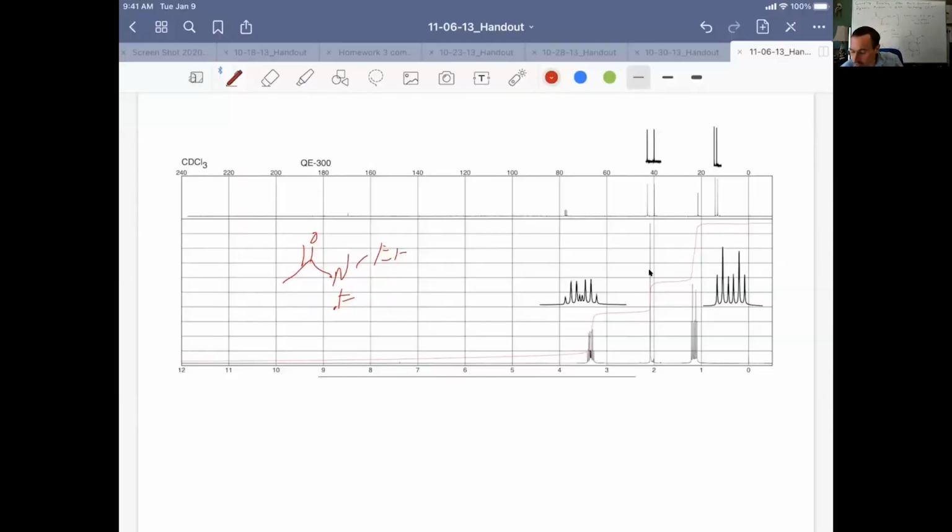All right, here's our spectrum of diethylacetamide. And you'll notice that we see two triplets over here for the two ethyl groups. And we see two quartets here. You can see they overlap a little bit. So we go 1, 3, 3, 1. And then for the other, we cross over and we see two quartets.